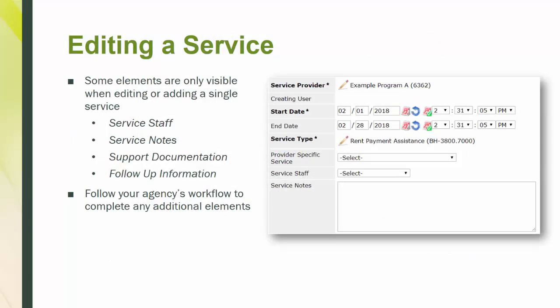Although we recommend add multiple services as the easiest method, certain elements like service staff and service notes do not display in that view. We can only see them by editing the service or by selecting Add Service as opposed to Add Multiple Services. If we click the pencil icon for the service we've just created, there's Service Staff, which would be who performed the service, and Service Notes, an open text field to record any extra details. Refer to your agency's workflow to determine what additional information you should record.